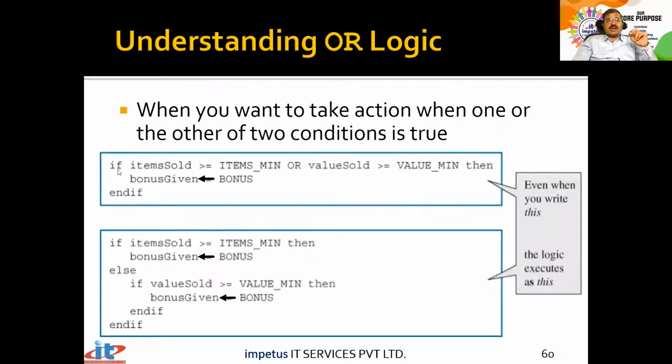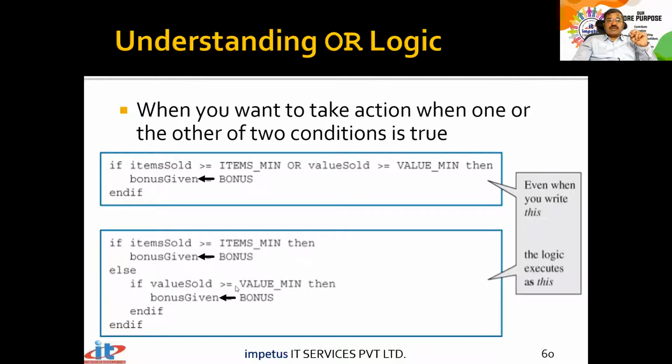I could have written an OR condition saying if items sold is greater than or equal to minimum items, or value sold is greater than or equal to minimum value. Value minimum is 2,000, and item minimum is 3. So if items sold is greater than or equal to 3 or value sold is greater than or equal to 2,000, then give him the bonus. That's good enough. But when you write such a big expression, there are chances of error being introduced. Interpretation is also difficult. So usually we break it down. If items sold is greater than or equal to minimum items, then I give them a bonus.